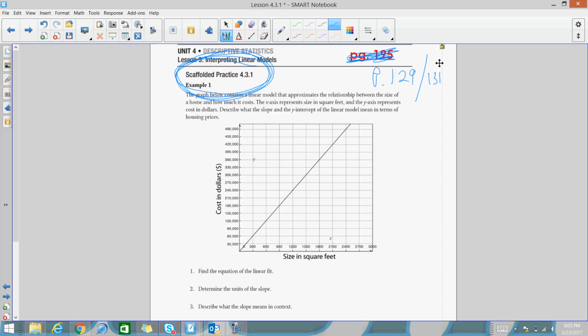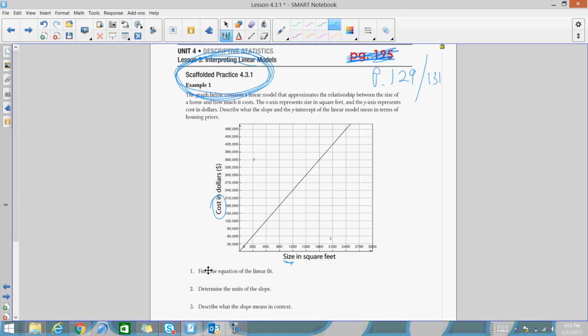So example 1 says, the graph below contains a linear model that approximates the relationship between the size of a home and how much it costs. So how big your home is and how much the cost is. The x-axis represents the size. The y-axis represents cost in dollars. Describe the slope and the y-intercept of the linear model in terms of housing prices.